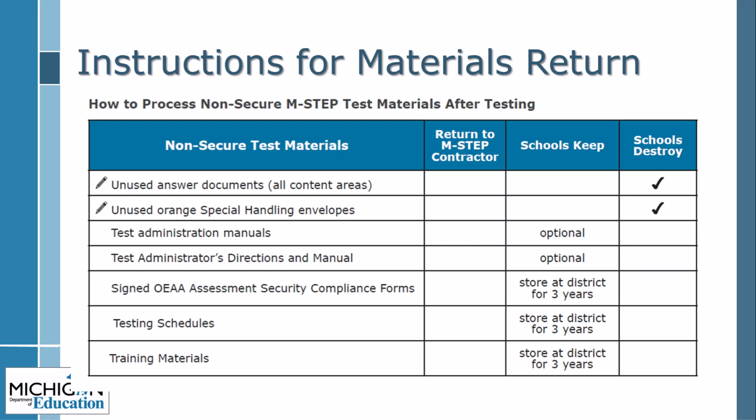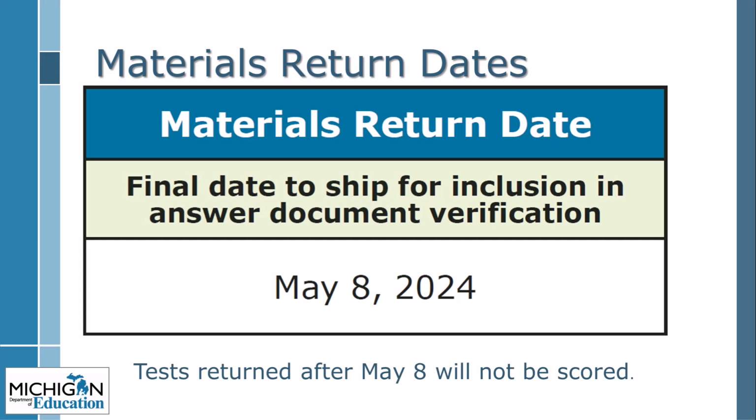The materials that you destroy are any unused answer documents, and if you aren't using the special handling envelope. The deadline for returning those materials that the scoring contractor is expecting is May 8th. This is the only due date, because there are not separate testing windows for paper-pencil testing. This is the final date by which all materials must be returned in order for tests to be scored. This is included in the TAM and is also in the important dates documents. Materials need to be returned by the listed date, or they will not be scored.